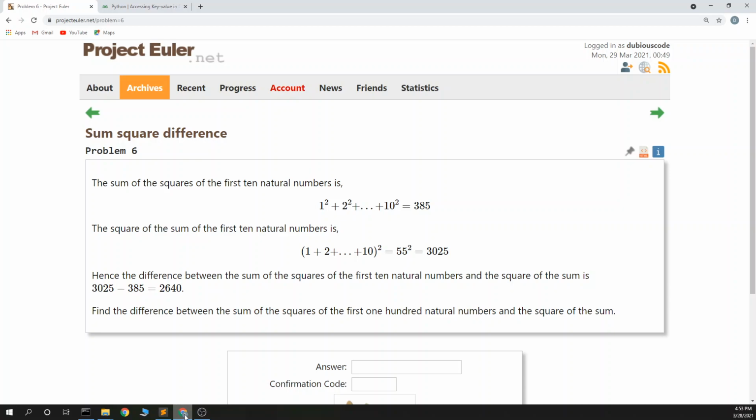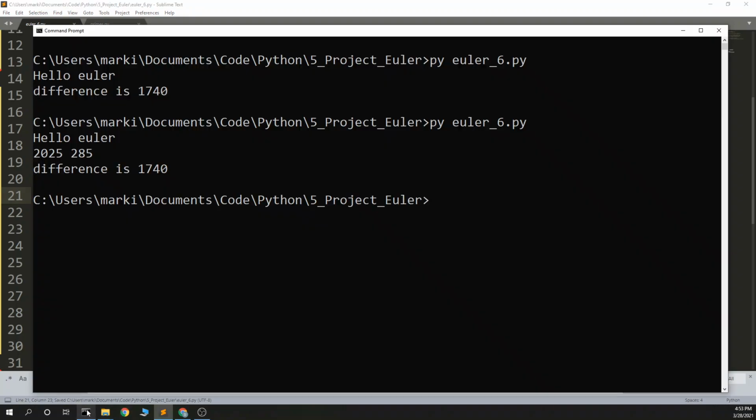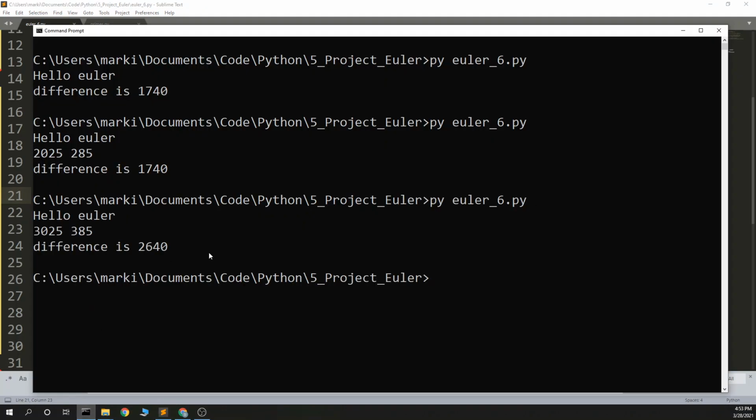Oh, I know the difference. Because it's 10 natural numbers, n plus 1. So I only did the first 9. So if we want to go to 10, we have to go up to 11. 2640. Excellent.